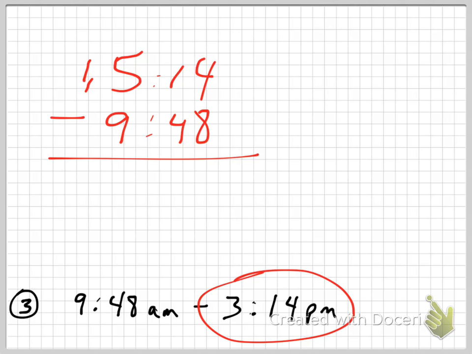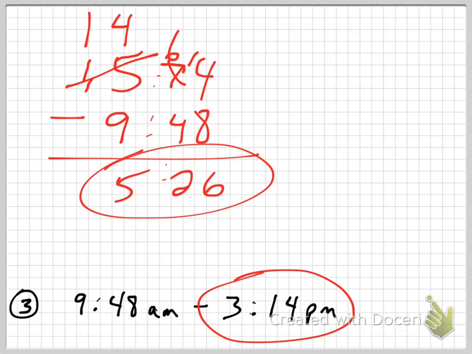15. Now when I go and borrow, I go, okay, I can't take away 48 from 14. I'm going to go borrow from the 15, making it a 14, making this 14 a 74. That becomes a 5 hours, 26 minutes. How many of you got 5 hours, 26 minutes? Yeah, not very many. Not enough.